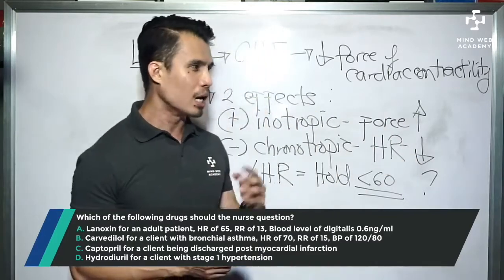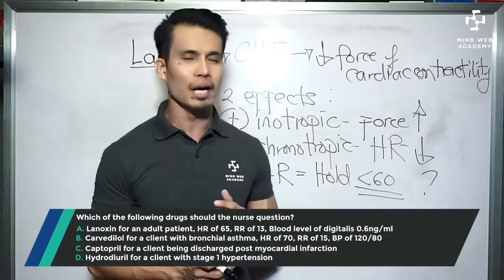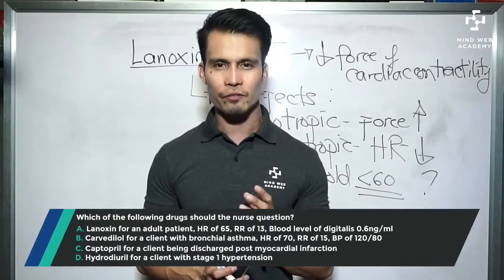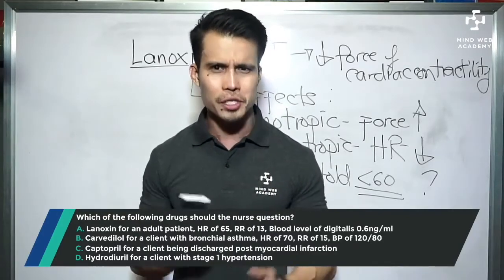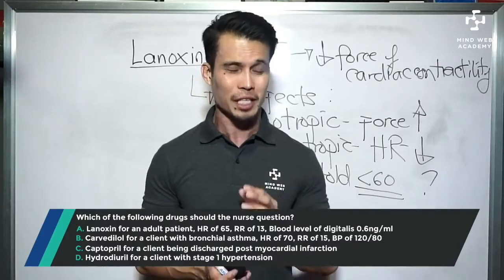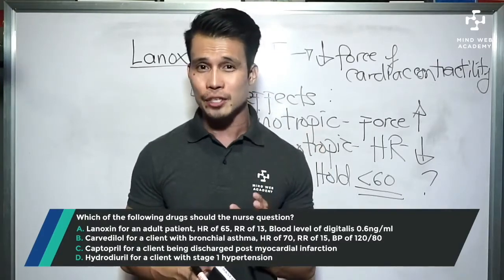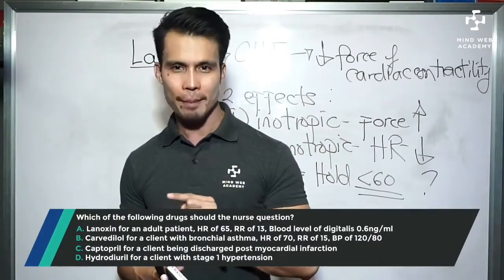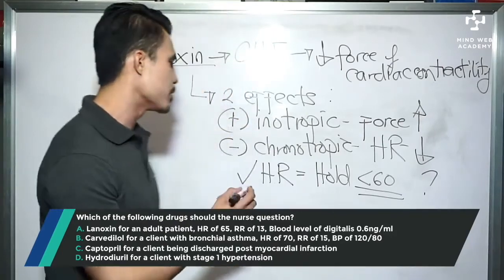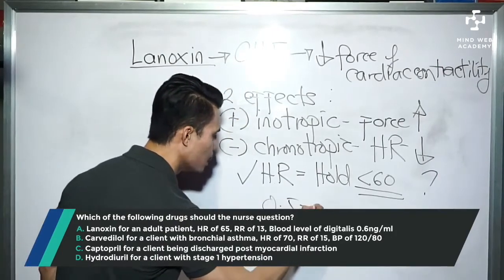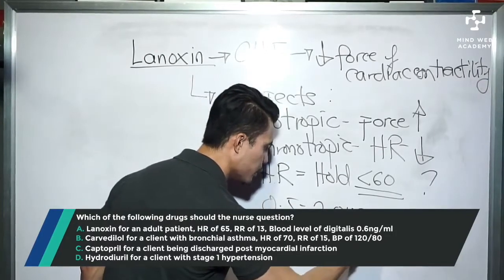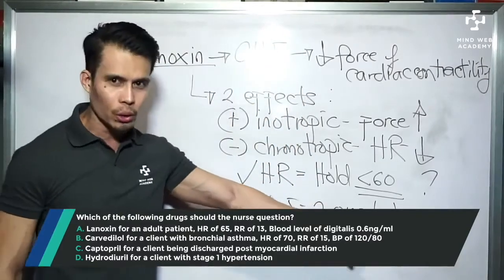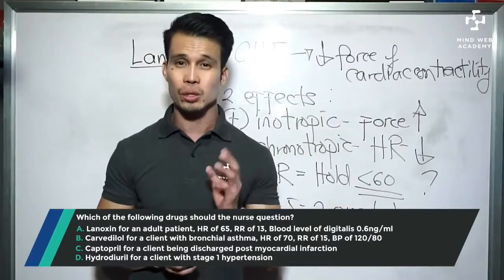Am I correct with that? The RR also is within normal. The blood level of digitalis also is within normal, because the normal therapeutic level of your digoxin, no more of this in our program, but I will of course be mentioning the therapeutic level. The therapeutic level of your digitalis is between 0.5 to 2.0 nanogram per ml. That's the normal therapeutic range. Above 2.0 is now considered toxic to your patient.